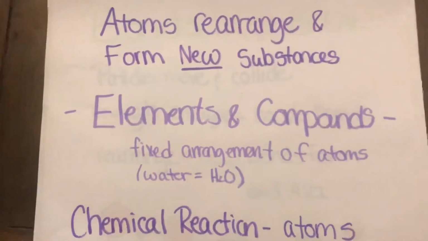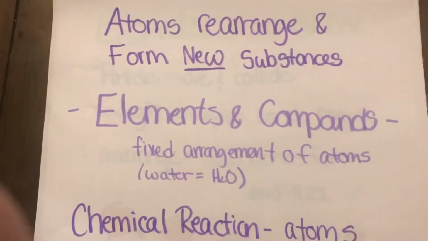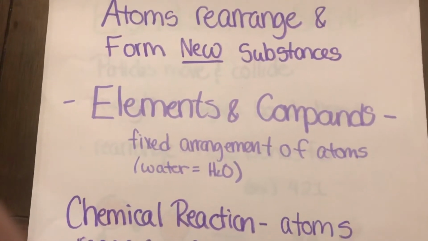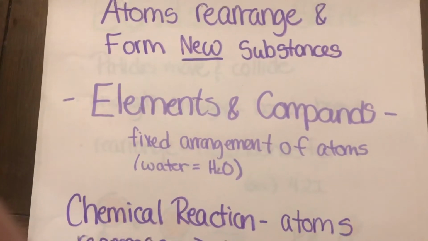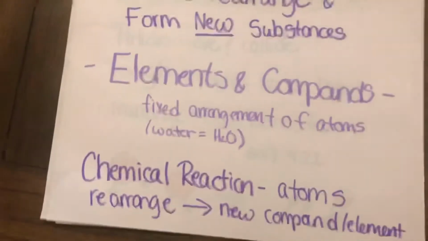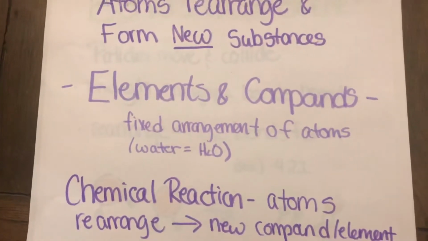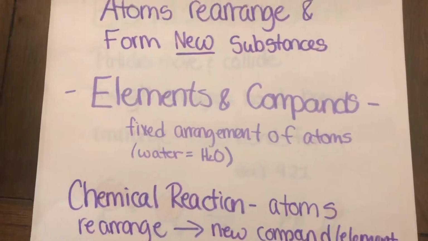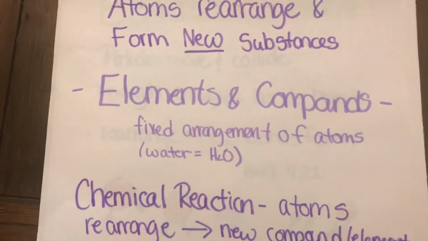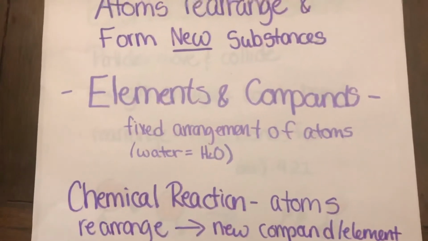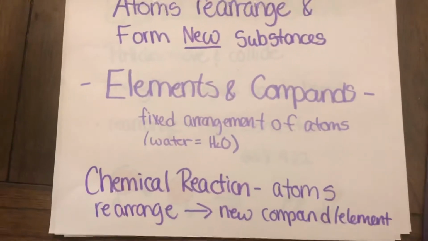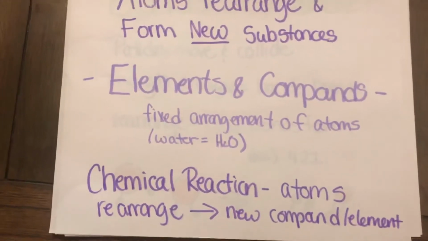So when a chemical reaction occurs, atoms rearrange and form new substances. So remember, we're talking about elements and compounds here. They have a fixed arrangement of atoms. So when we talk about water, H2O is the formula we're talking about. It's always 2 hydrogen, 1 oxygen atom. And that's the compound for water. But when a chemical reaction occurs, that's going to rearrange and change and form a new compound or a new element.